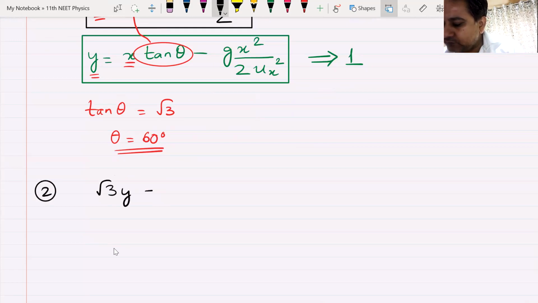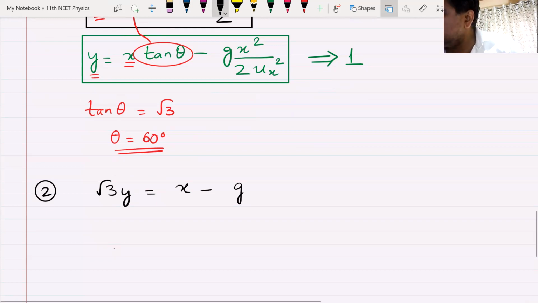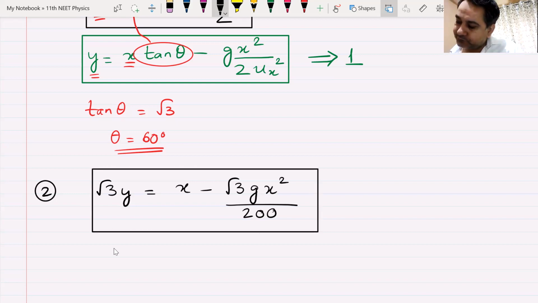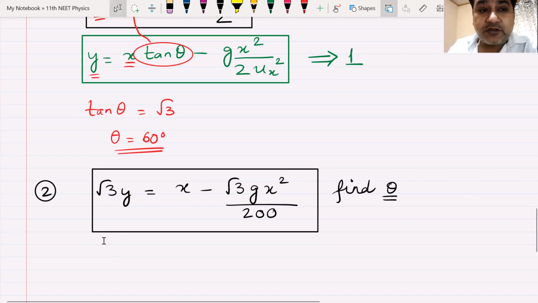Root 3 times y is equal to x minus root 3 times g x squared by 200. This is my equation of trajectory. The question is to find the angle of projection theta. That is the first question. Find the angle of projection theta.